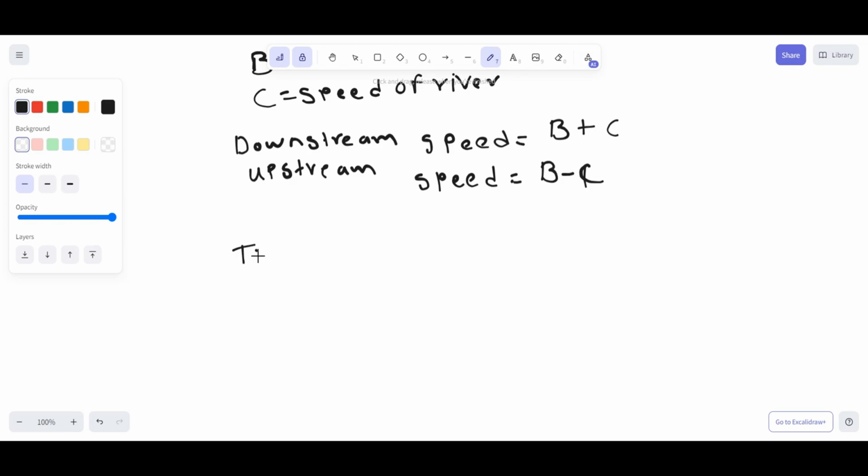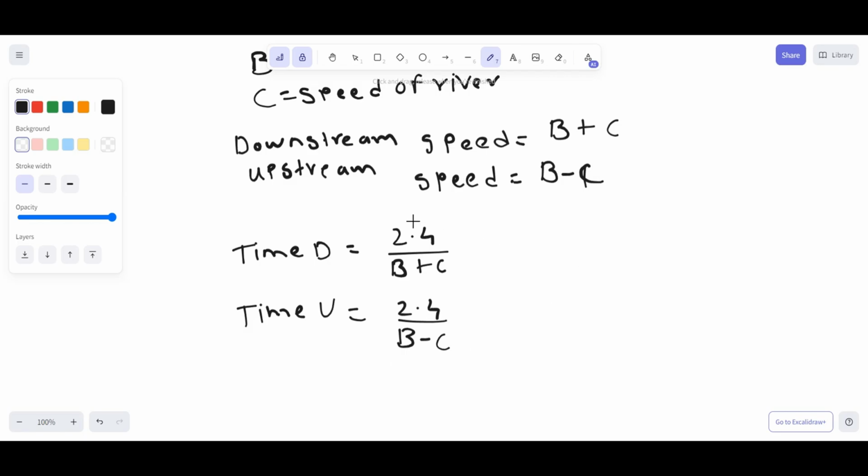So time downstream can be calculated as 2.4 upon, this is the distance, and speed is b plus c. We have already pointed it out. And time for upstream is 2.4, same, and this is b minus c. Next, we could find total time, that is actually equal to 1 hour. So we have to add these two and equal to 1 hour.